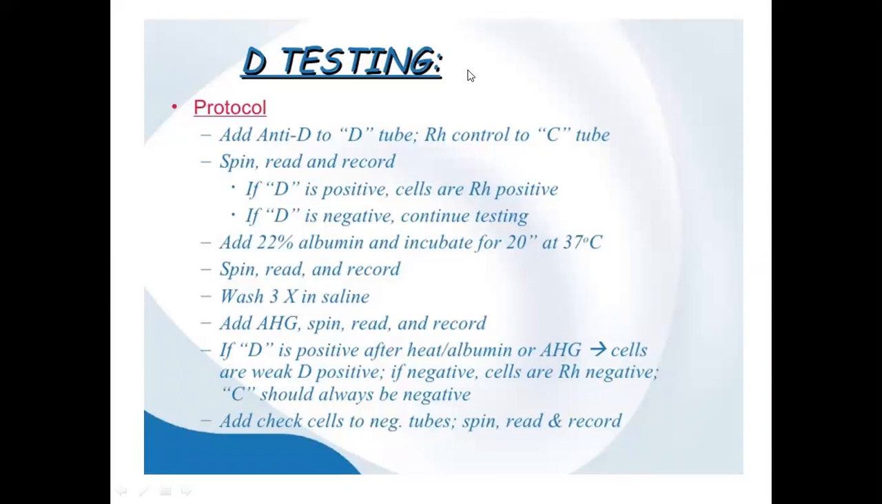So what do we do? We add anti-D to the D tube, and we also run an Rh control, then spin and record. We add 22% albumin. The very purpose of this is to reduce the zeta potential. It acts the same way as the enzyme, dissipating the electrical charges to prevent the red cells from being pulled apart from each other. The 22% albumin reduces the zeta potential by getting the cells nearer to each other.